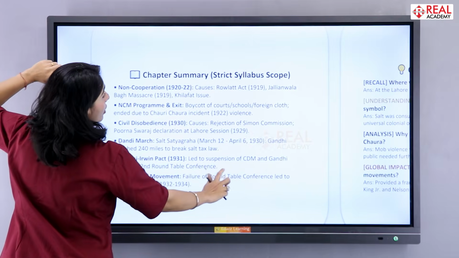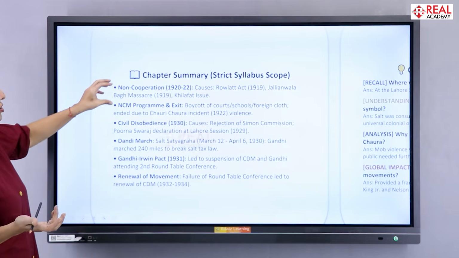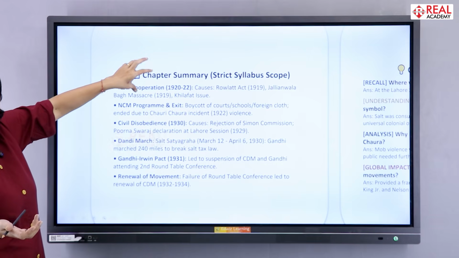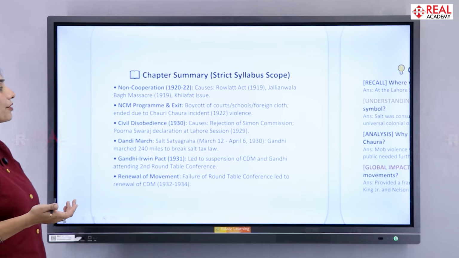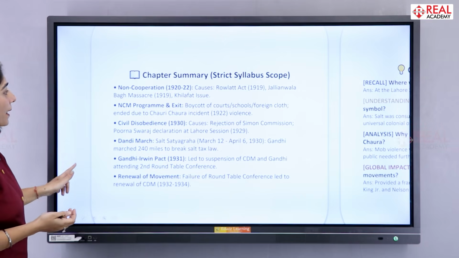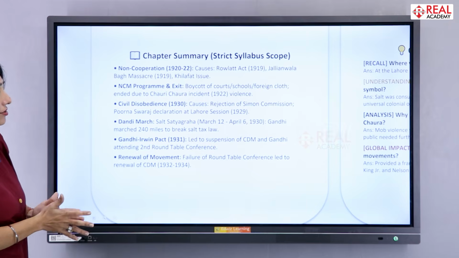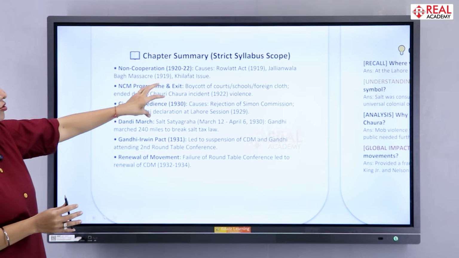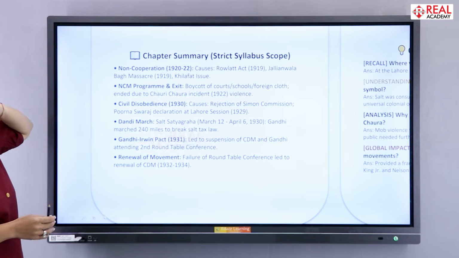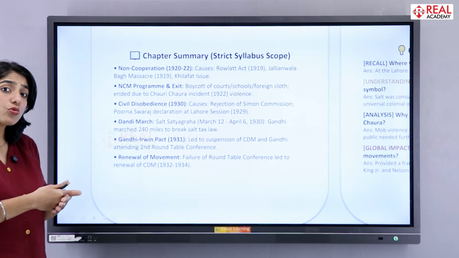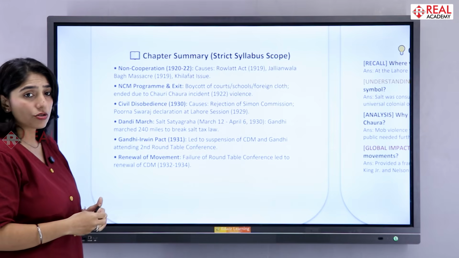My God, here you have too many things which are important. First, your non-cooperation. When you talk about the Rowlatt Act, you talk about the Jallianwala Bagh massacre and the Khilafat issue. Then you talk about the NCM program and exit, where you talk about the Chauri Chaura incident here. Then it could be, how did Gandhi think of coming up with the civil disobedience movement here?